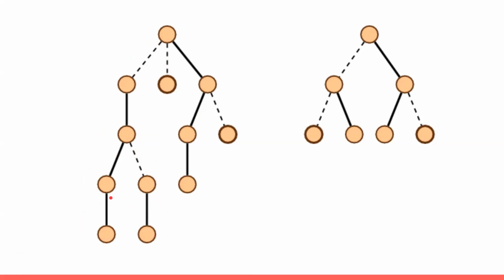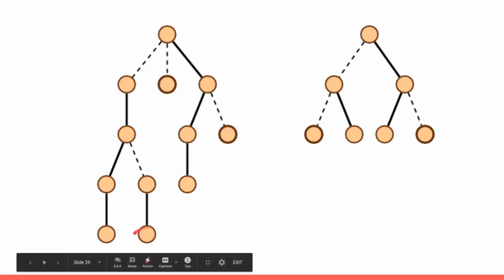But if we are able to change the root, then we can make this vertex a root and expose this vertex, and build a path between this and this vertex.